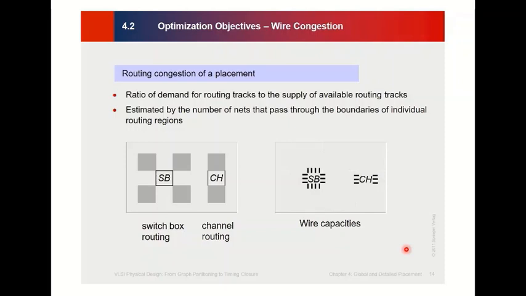For routing congestion, first of all, there are 2 types of routing. One is switch box routing, with a structure like this, and channel routing. So you can see that for channel routing, the routing is only one dimensional. I mean, only horizontally. But for switch box, we may have horizontal routing and also vertical routing.